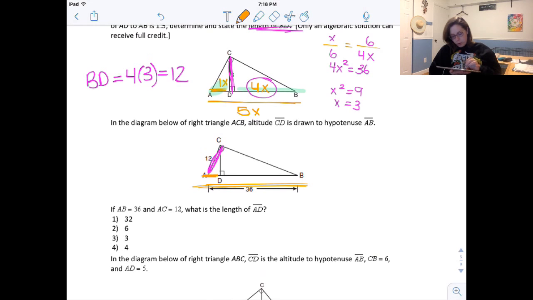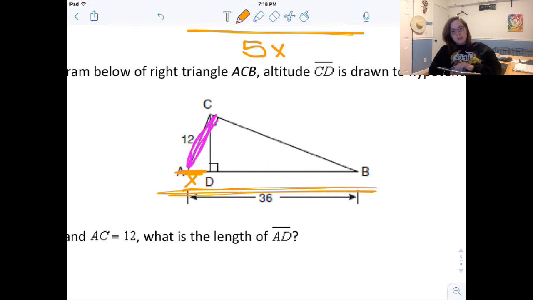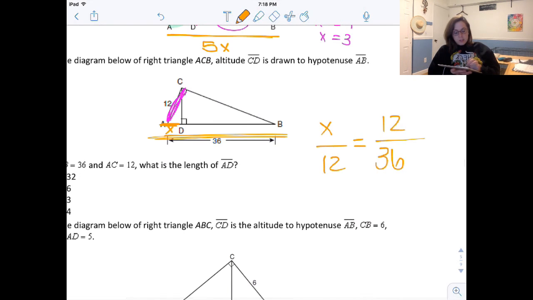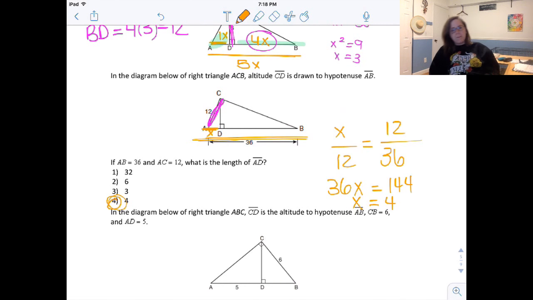So, okay. I want to know the length of AD. That's this little piece here. So let's set this up. I am going to have the one that's its own color repeat, so 12 and 12. And then the other 2, it doesn't matter where they go. So I get 36x equals 144. And 144, I should be able to do this in my head, but I can't. Divided by 36 is 4. So that would be answer choice 4. Same idea, different setup, right?